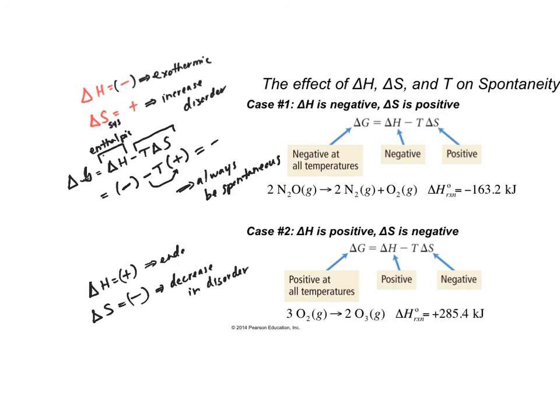So if we plug this in, we'll have delta G is equal to a positive value minus T times a negative value, okay? So now we have a positive, and then we multiply this negative into a negative. What does that turn out to be? A positive as well, right? So for this reaction, an endothermic reaction that is coupled with a decrease in disorder, this will always be positive, meaning it will always be non-spontaneous. So this is always non-spontaneous.